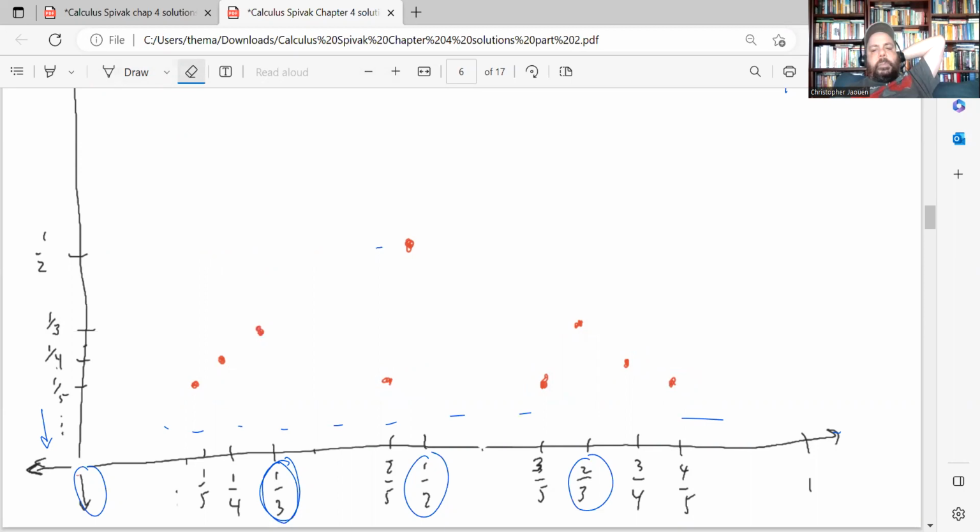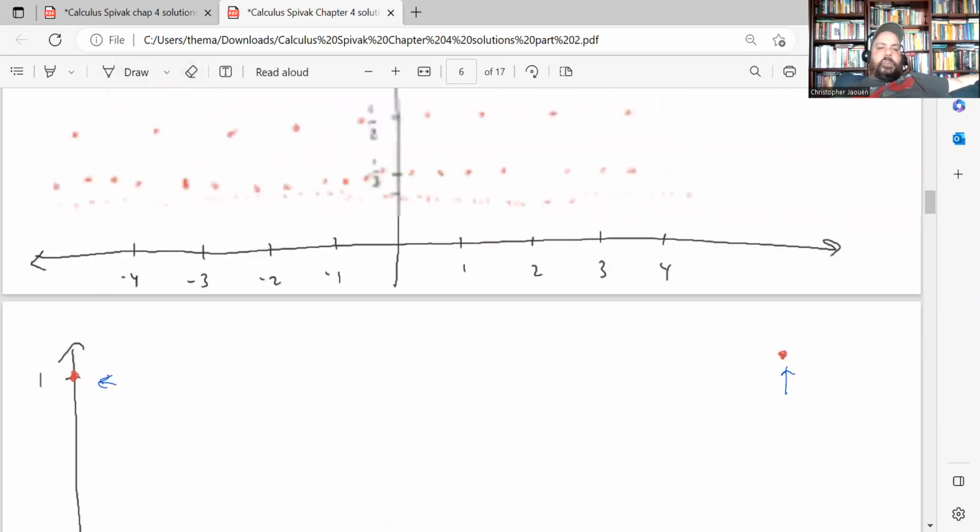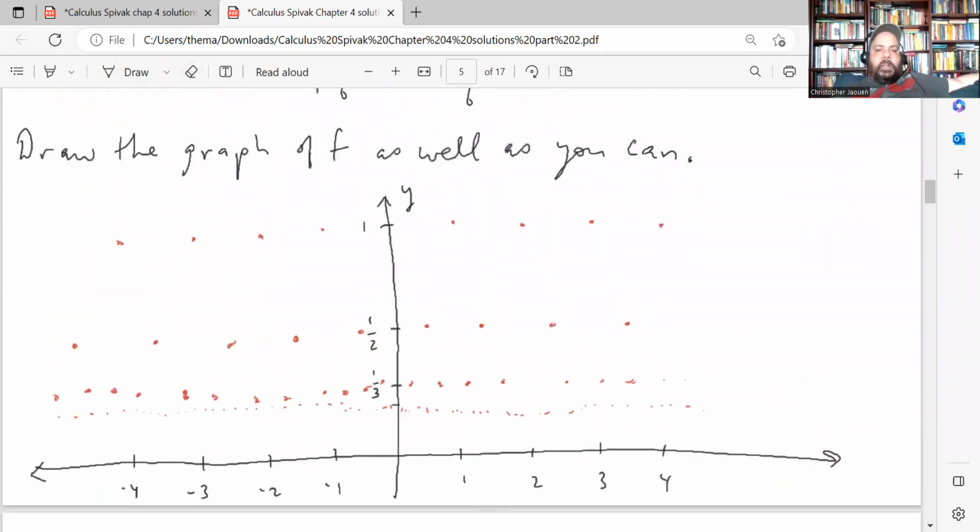And then to get the entire picture, you just use the fact that this picture will repeat with period 1. Again, you can't really draw it, but it'll look something like this, and the dots will get more and more dense as you get closer and closer to 0. So yeah, that's what the graph looks like.